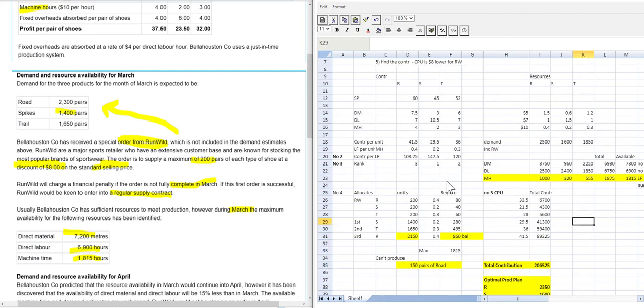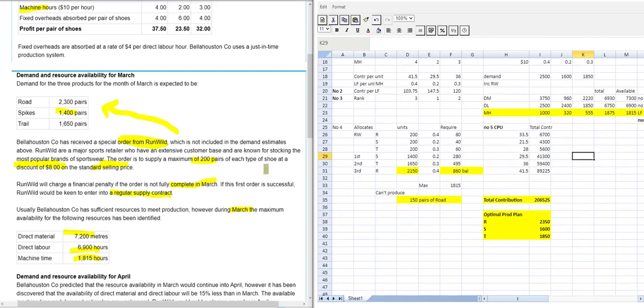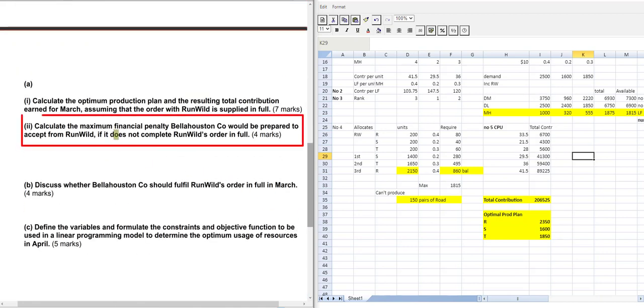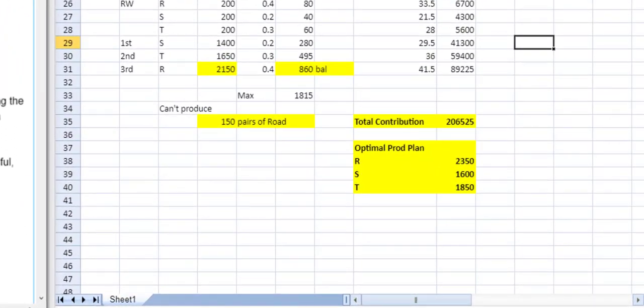Okay, so that's part 1, and I know that was a lot, but part 2 is now much quicker. So remind yourself, part 2 was calculate the maximum financial penalty Bellahouston would be prepared to accept from Run Wild if it does not complete Run Wild's order in full. Well, what you've got to do is, what can't they make because of doing the Run Wild order?